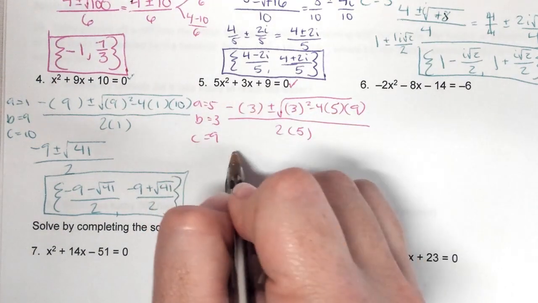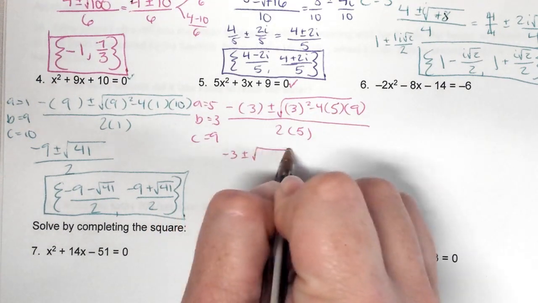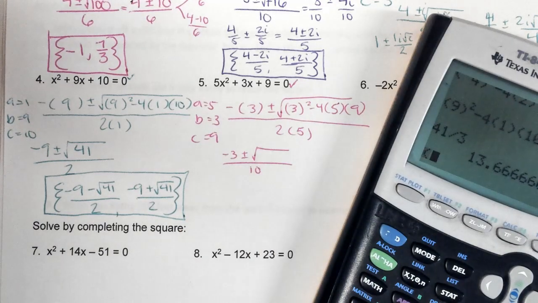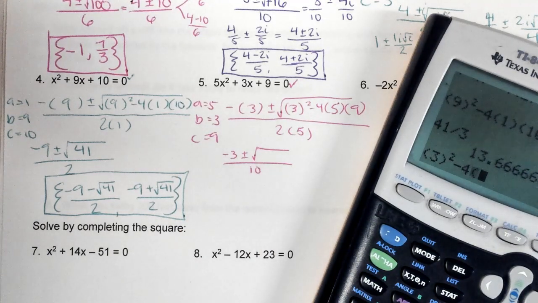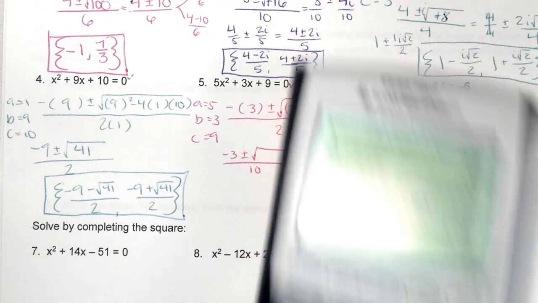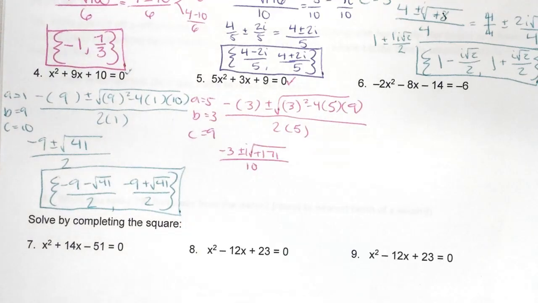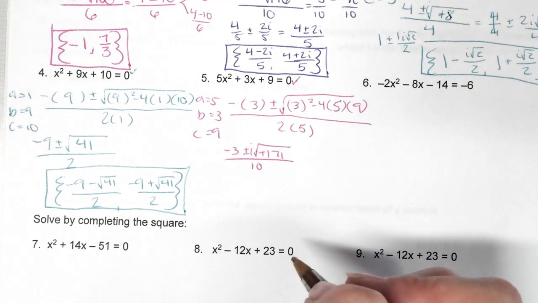Simplify my 3 pieces. This becomes negative 3. 2 times 5 is 10. My discriminant is negative 171, which I know is imaginary. So I'm going to make it positive and put a plus. And then we have to see if 171 breaks down.